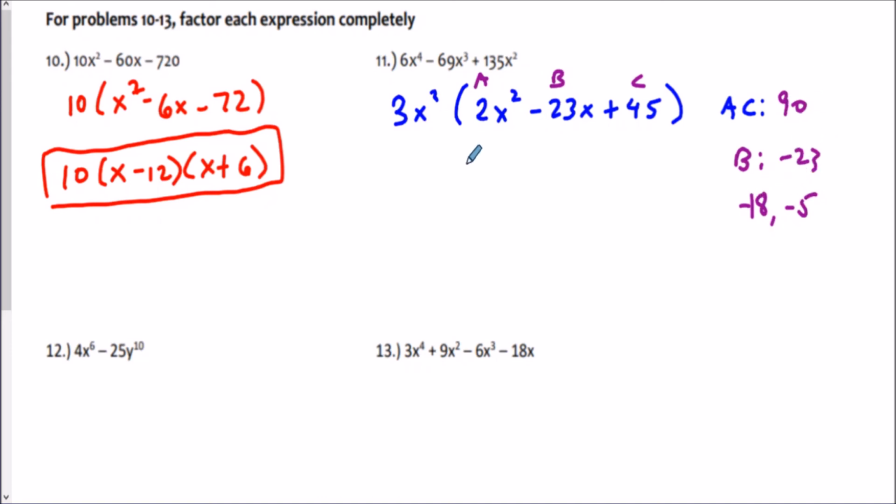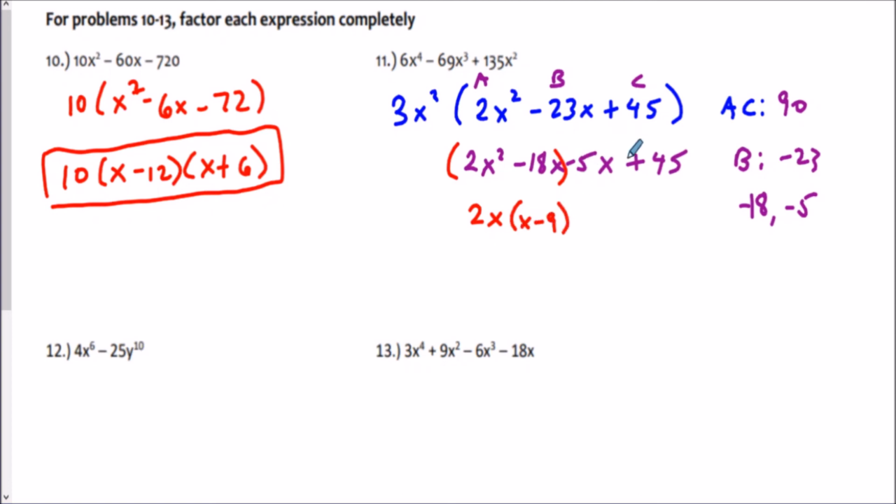If I rewrite this expression, 2x squared, instead of writing negative 23, I write minus 18x minus 5x, and then plus 45 at the end. I just changed the negative 23 into 2 terms instead of 1. I uncombined the terms. From here on out, I'm going to use the grouping method: anytime there are 4 terms, I group the first 2. I can take out a 2x, and that leaves behind x minus 9.